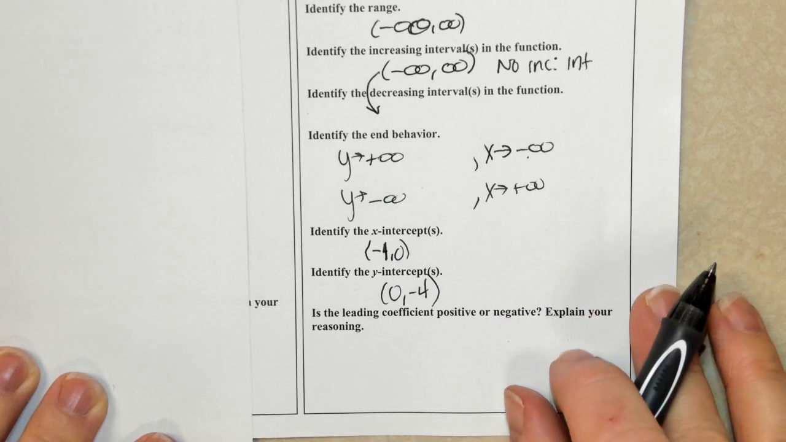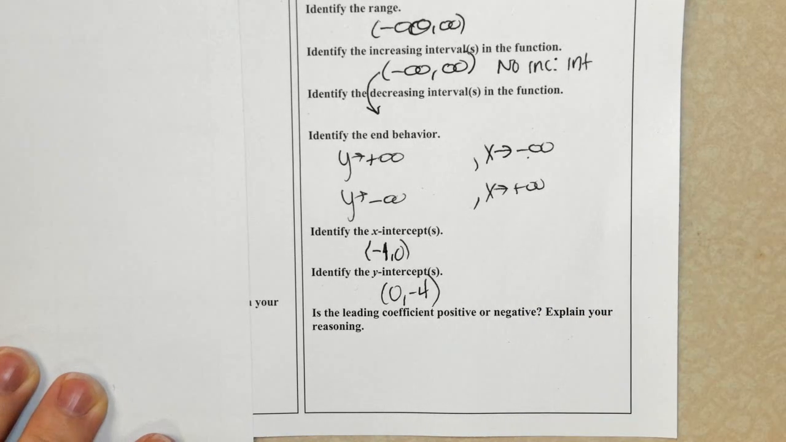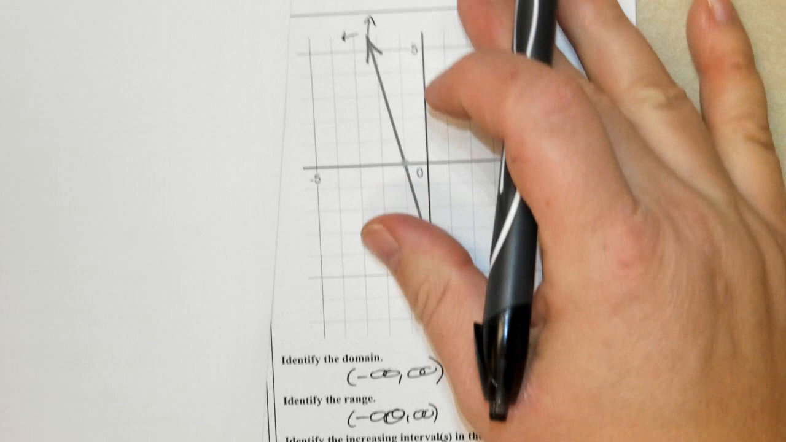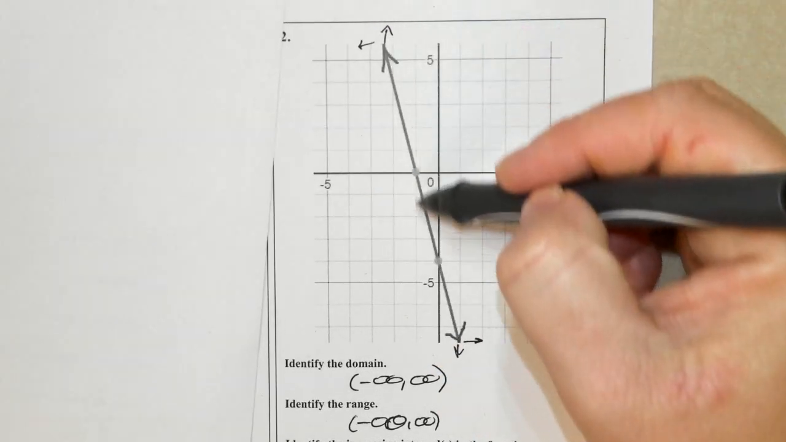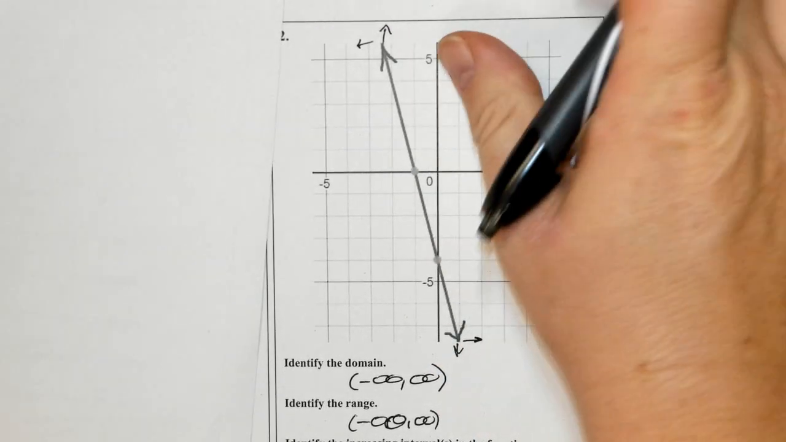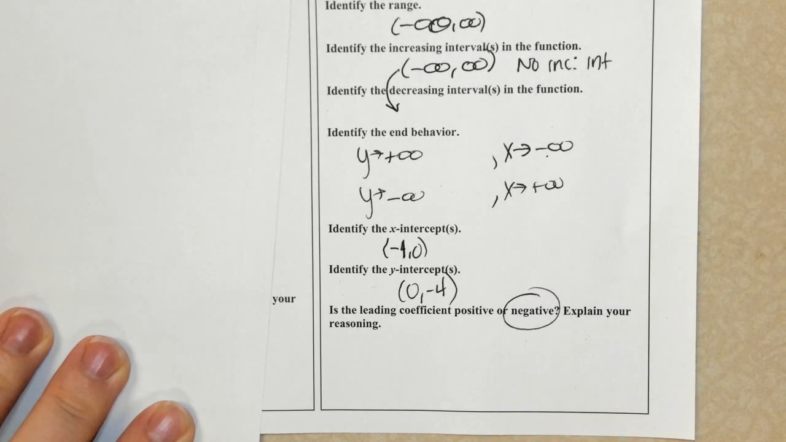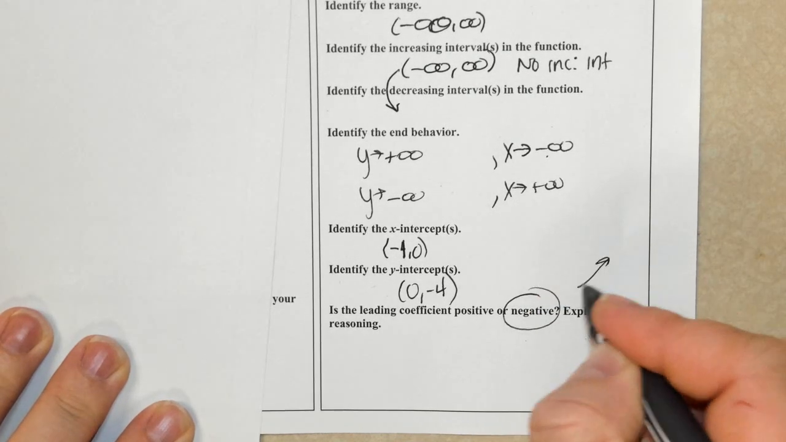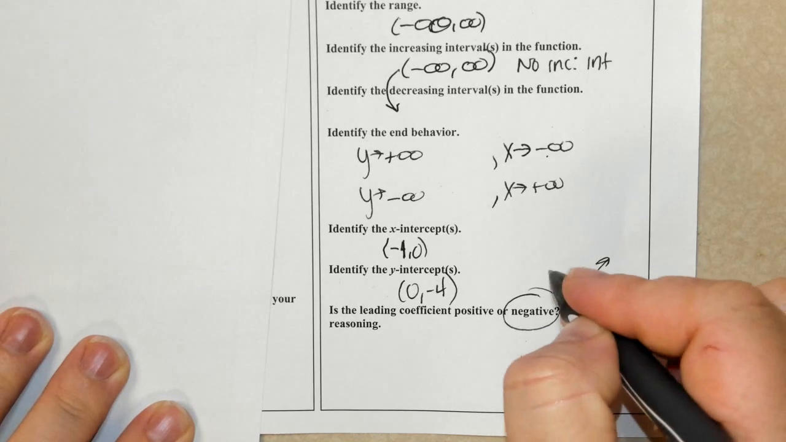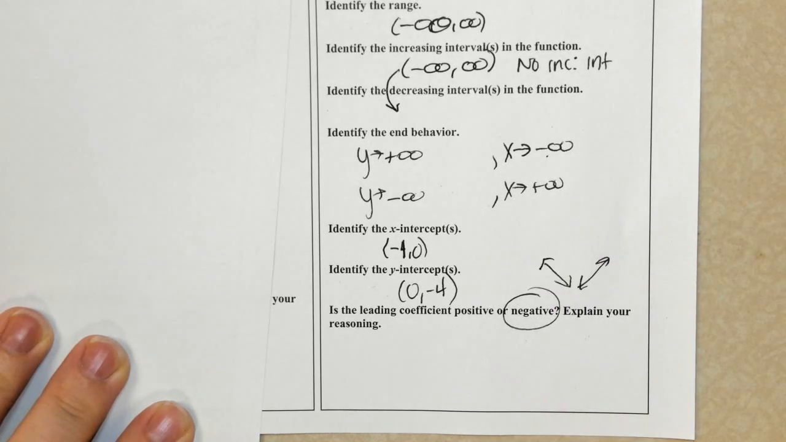Now, would this have a positive or negative leading coefficient, and how do you know? Well, I'm looking at the slope. Since the slope is going down, it would have to have a negative slope, or a negative leading coefficient, because from left to right it's going down. Remember, a positive slope for linear lines is going to rise, and a negative slope, which would be your leading coefficient, is going to fall.